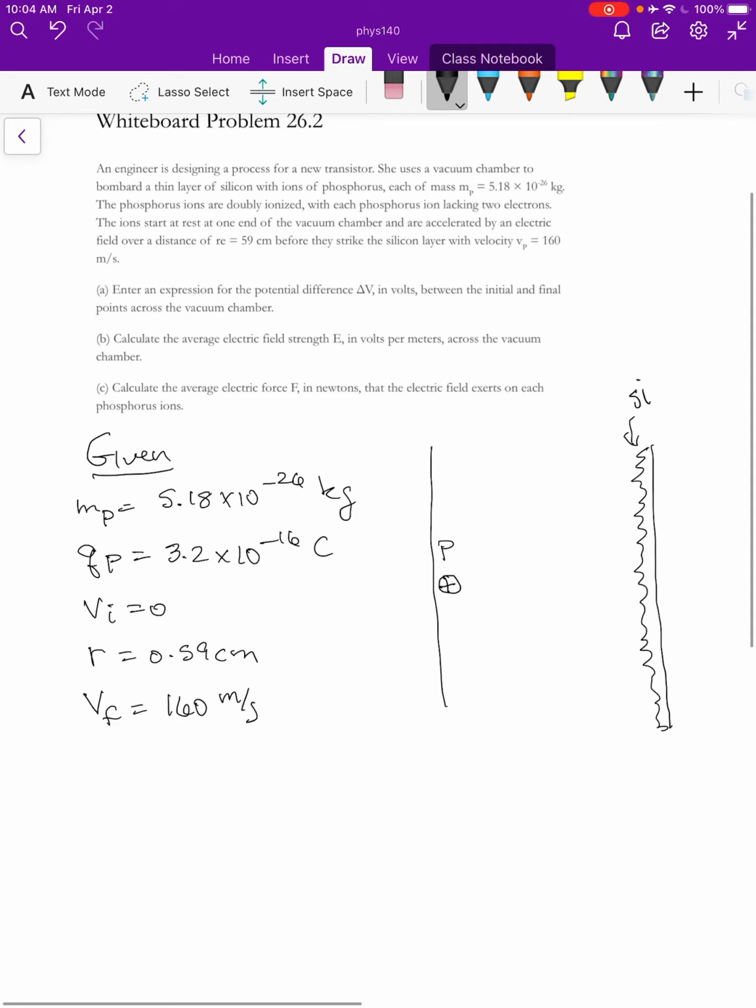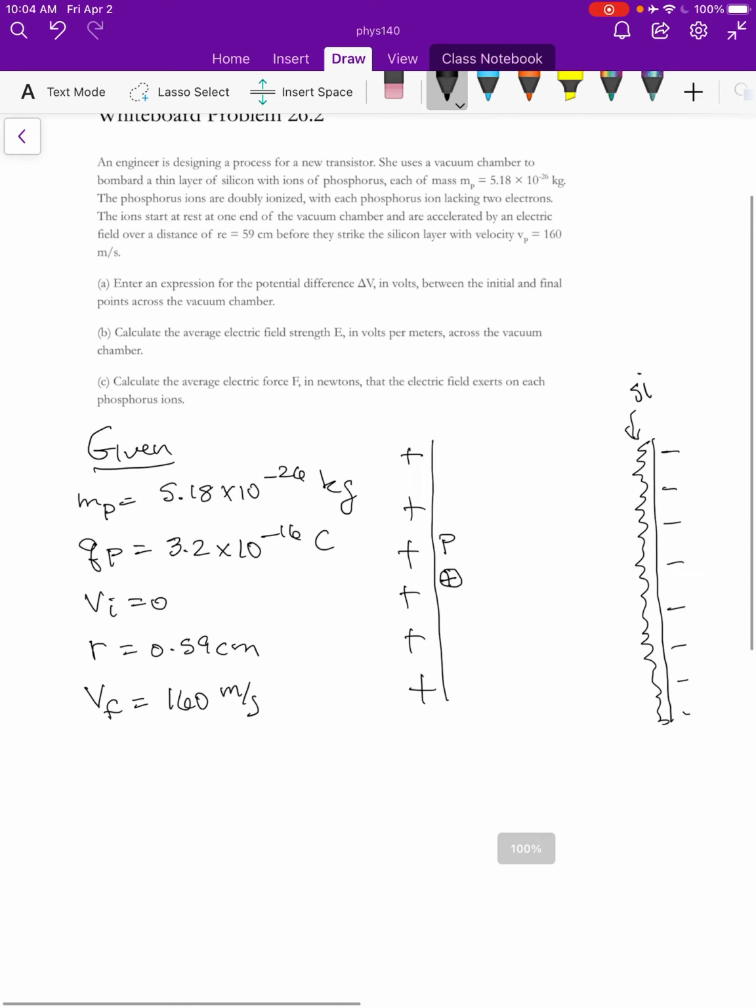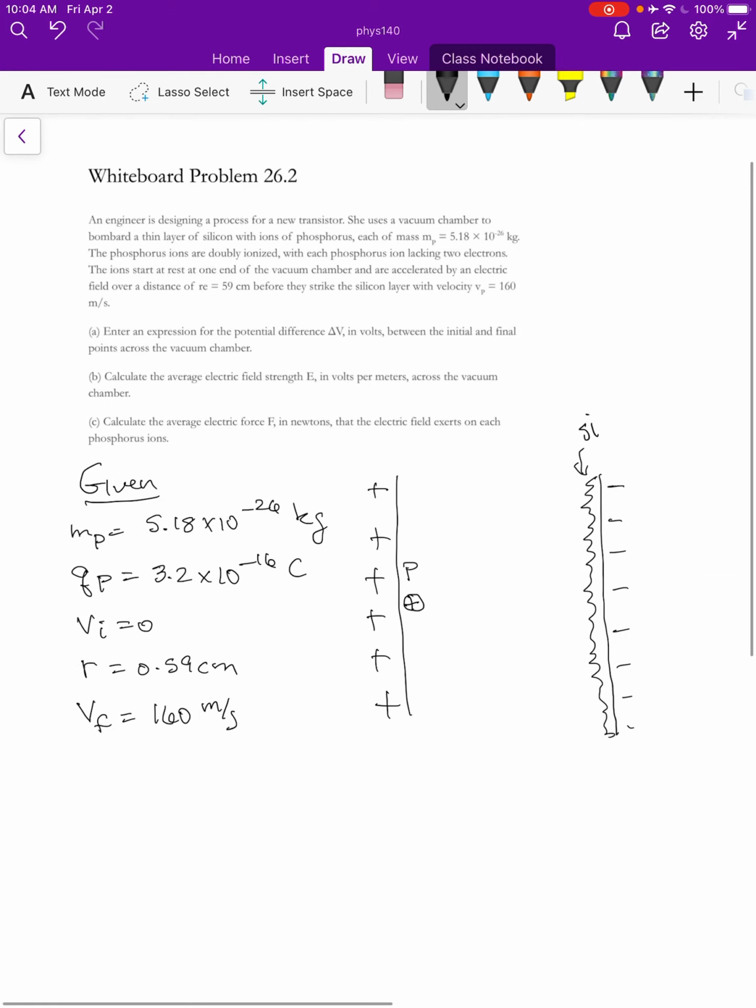So if they're going to be accelerated in this direction, I like to think about it as, what is the field that could create this, right? So if the silicon was on a metal plate that had a negative charge, that would draw the phosphorus to it. And we could do the same on this side to make it even more effective. We charge this side positive, and that's going to push the phosphorus away.